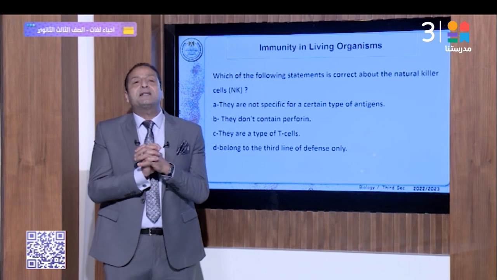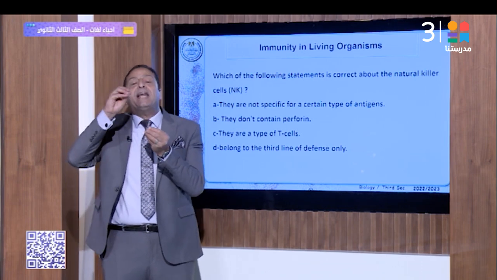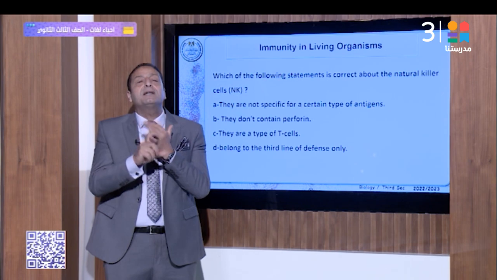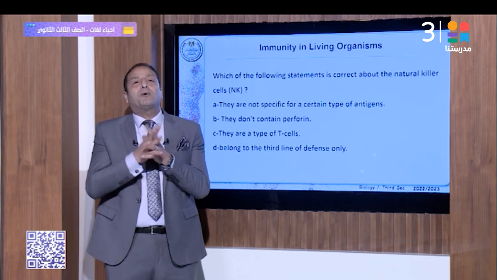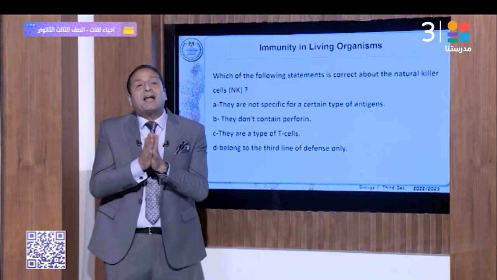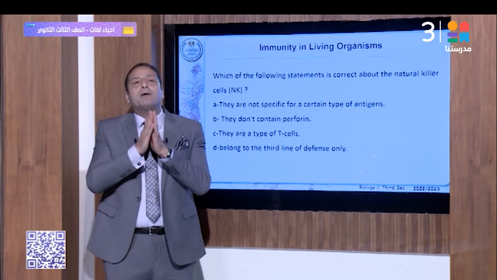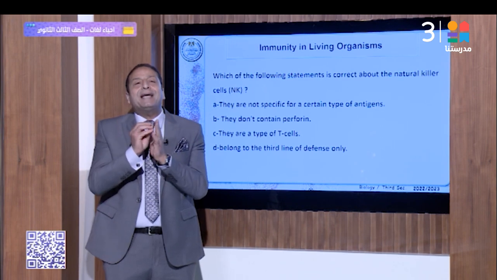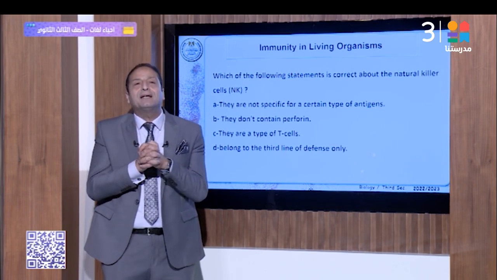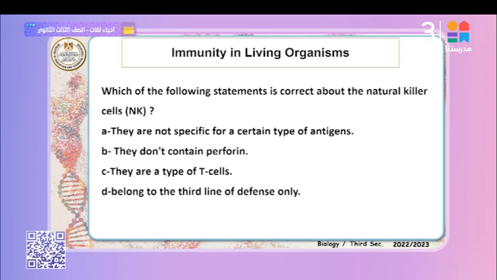So it's not highly specific. High specificity is related to B lymphocytes and T lymphocytes, so they give a slow response. But in the first line of defense, it's not specific. Okay? That's right. Which of the following statements is correct about the natural killer cells, NK? They are not specific for a certain type of antigen. That's right. They don't contain perforins.